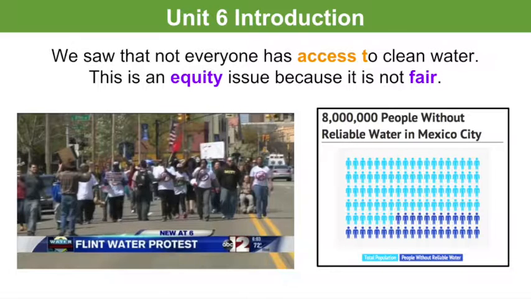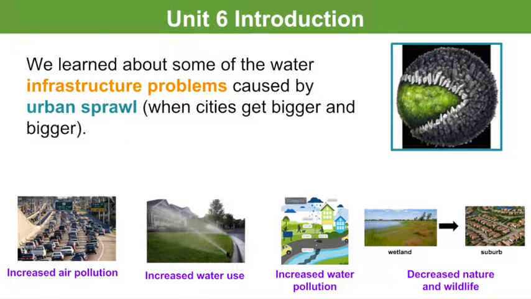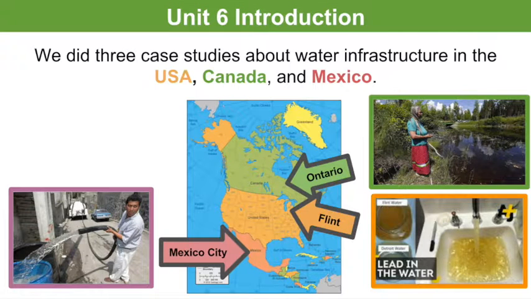This is an equity issue because it is not fair. We learned about some of the water infrastructure problems caused by urban sprawl, when a city gets bigger and bigger. We did 3 case studies about water infrastructure in the USA, Canada, and Mexico.